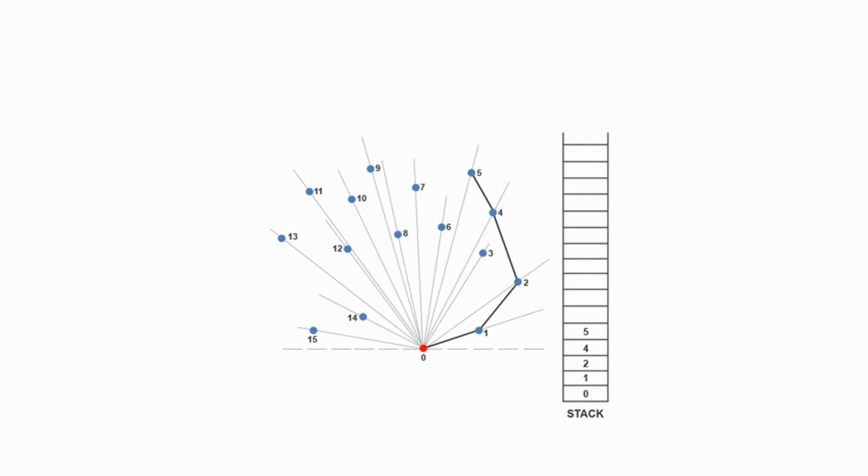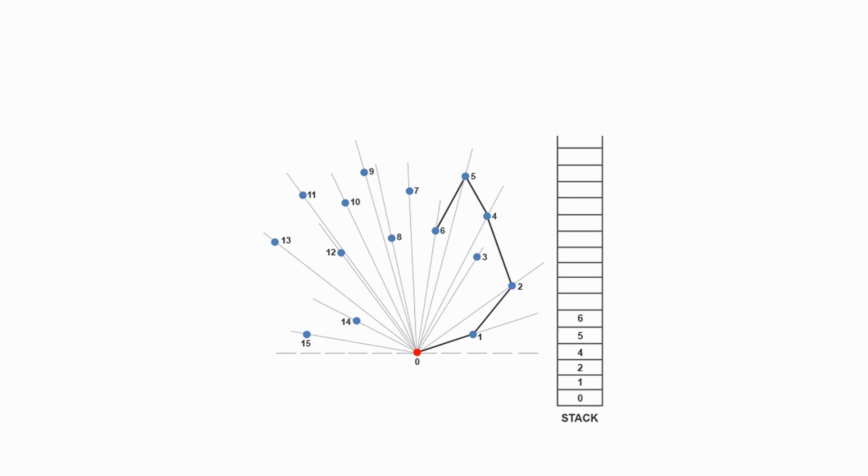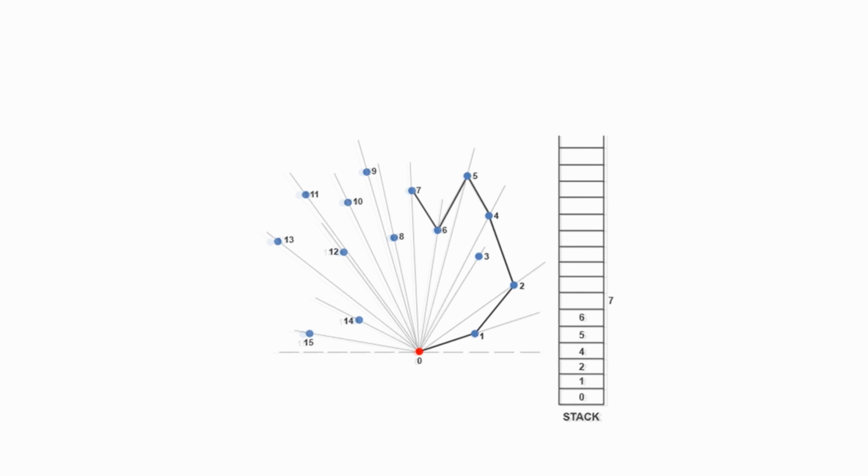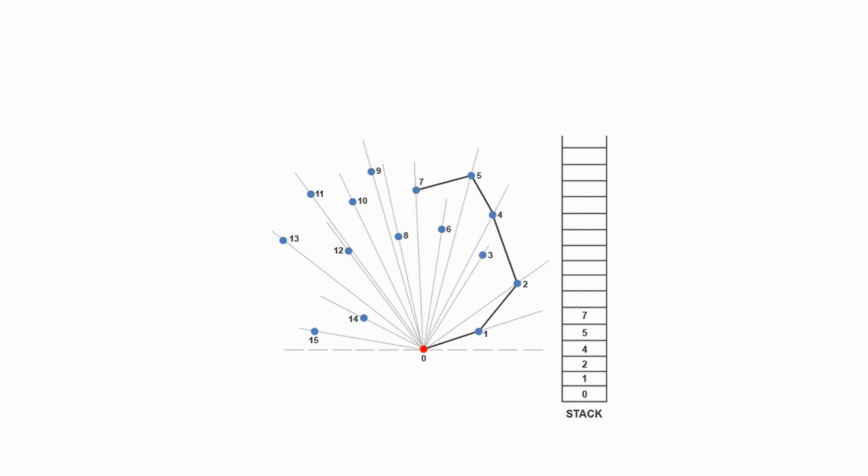Point 5 is currently part of the convex hull. Moving from point 5 to 6 creates a left-hand turn, so we'll push 6 onto the stack. Point 6 is currently part of the convex hull. To get to point 7, we must make a right-hand turn at 6. Point 6 is popped from the stack and the turn is examined from point 5 to point 7. Since we make a left-hand turn from point 5 to point 7, we push point 7 onto the stack.